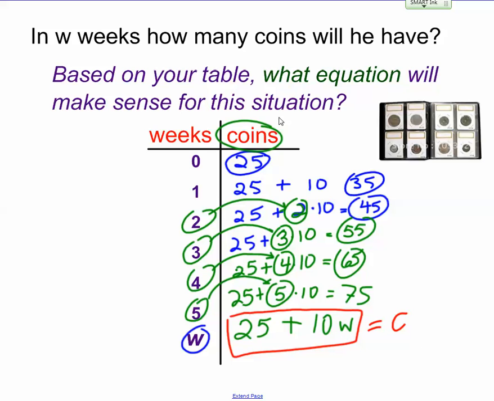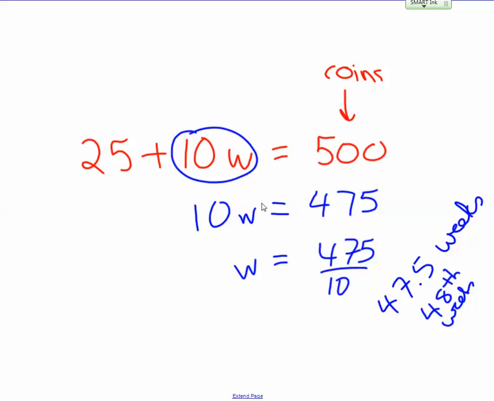And because this is in the coins column and Y is the coins, we can make this expression into an equation by saying if 25 plus 10W is the number of coins, that equals C, which is the number of coins. And now we have an equation that is another model. Remember, these are mathematical models. We're modeling the situation with words, with a table, and now we have an equation. And from the equation, we can actually do the math.